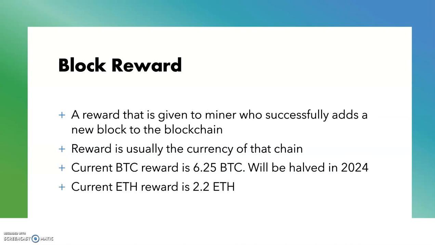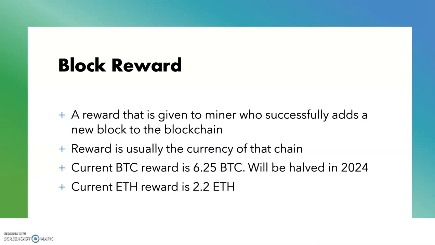A block reward is the currency of that blockchain that is given to the miner who successfully adds a new block to the chain. And as I mentioned, it's usually the currency of that chain. But going back to the previous slide, a block can hold any sort of information that you'd like. So you can hand out whatever reward that you as the administrator want to give out. And the current Bitcoin reward is 6.25. And this will be halved in 2024. That means that in a few years, it will only pay out 3.125.